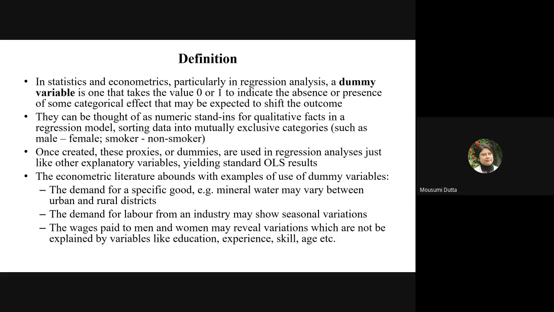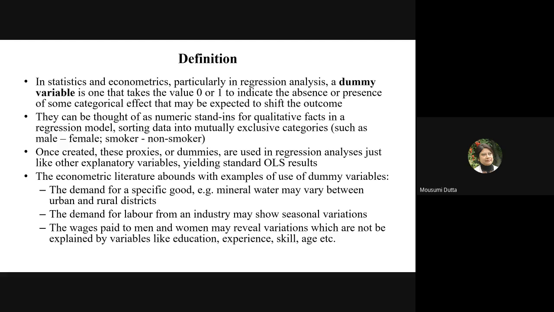The interpretation of the coefficient will be a bit different from that of the coefficient of a continuous variable. However, there will be no difference in estimation technique. The econometric literature abounds with examples of the use of dummy variables. The demand for a specific good, for example mineral water, may vary between urban and rural districts. The demand for labor from an industry may show seasonal variations.